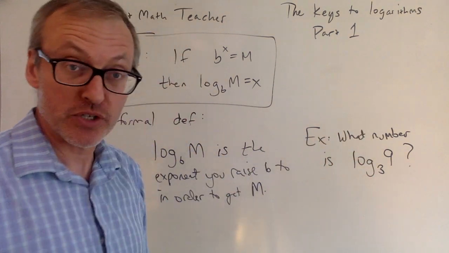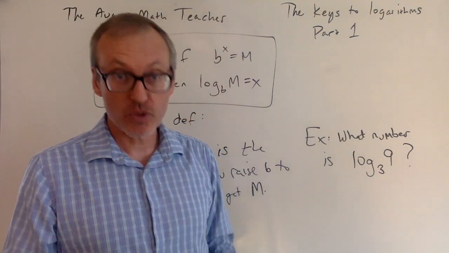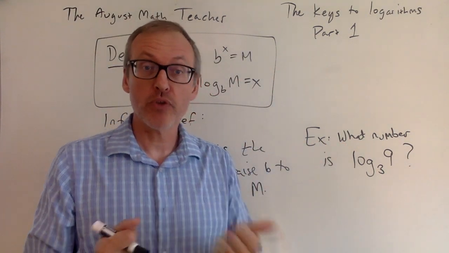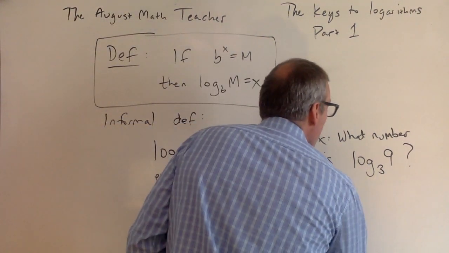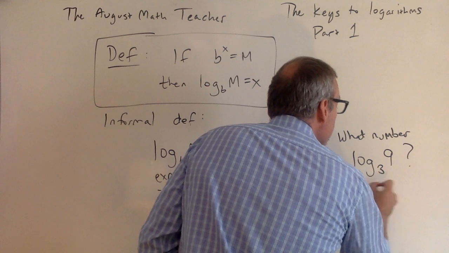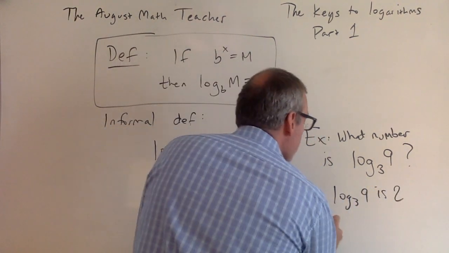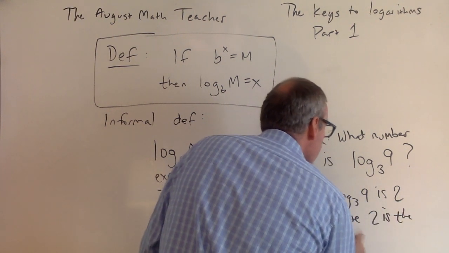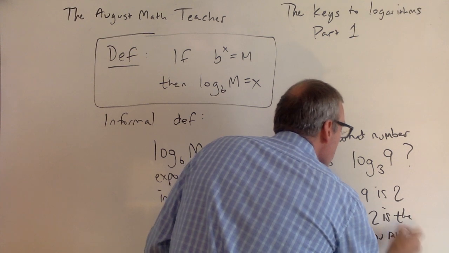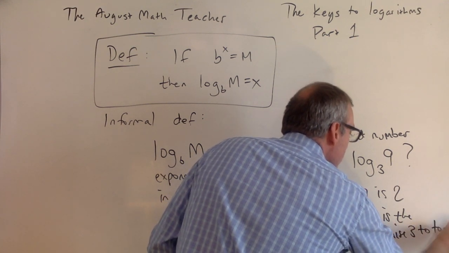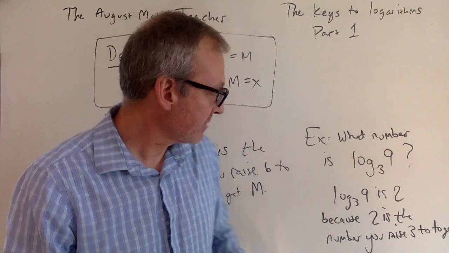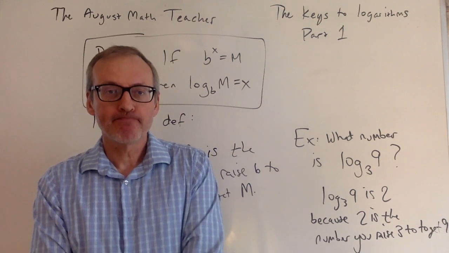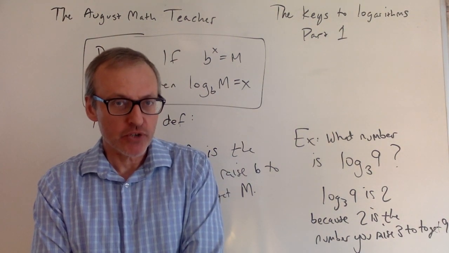Now, this becomes a thought question. What number do you raise 3 to in order to get 9? 3 to the what is 9? The answer is 2. You square 3 to get 9. And so, log base 3 of 9 is 2, because 2 is the exponent you raise 3 to in order to get 9. There it is. That's the key to understanding logs.